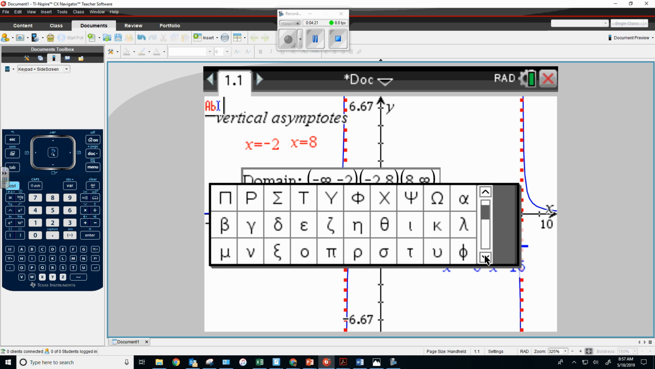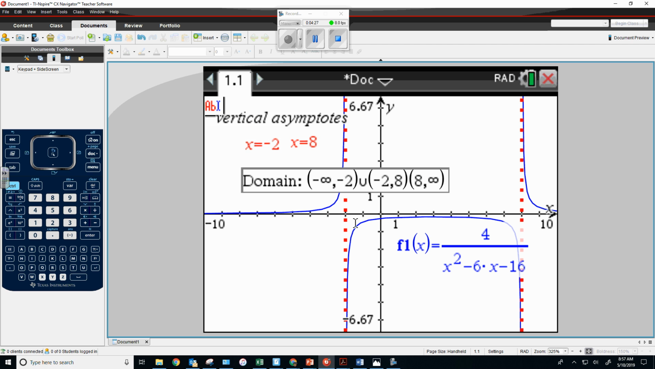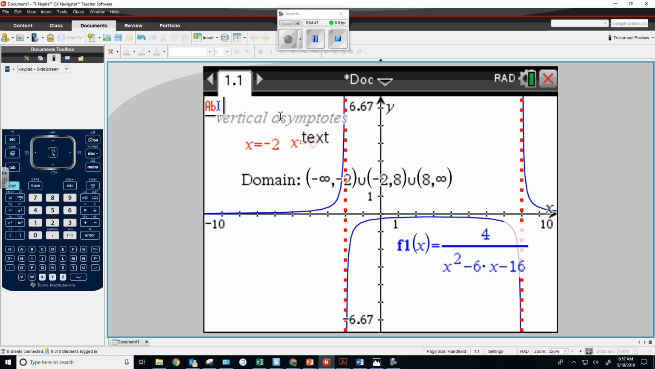It's like a U. Just have to scroll to find it. There it is. And I need a couple of those. All right. So we got the domain of the function from the vertical asymptotes. We're going to do the same thing with the range because there's a horizontal asymptote.